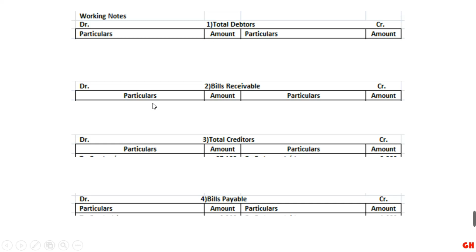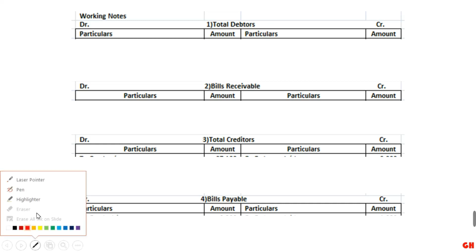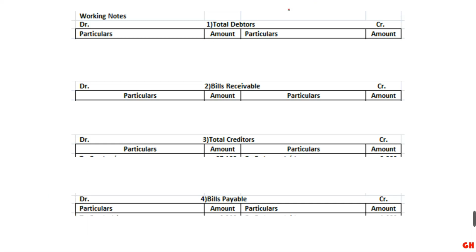First we will prepare debtors and bills receivable. Okay, so the total debtors we prepare, the reason is to get credit sales, and bills receivable we prepare to get the missing figure for total debtors. To understand this in a better manner, we will first understand a ledger which is affecting both total debtors as well as bills receivable.